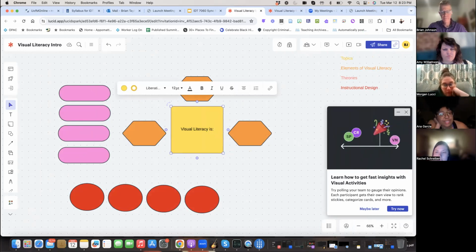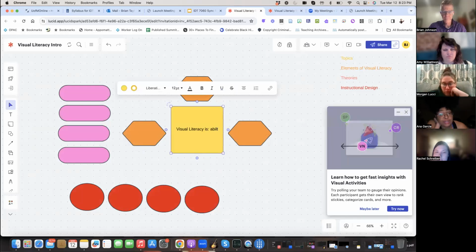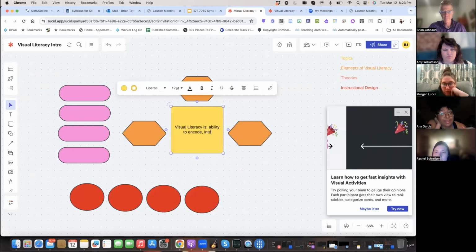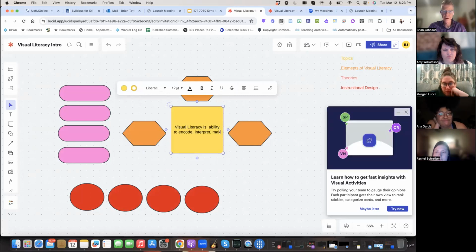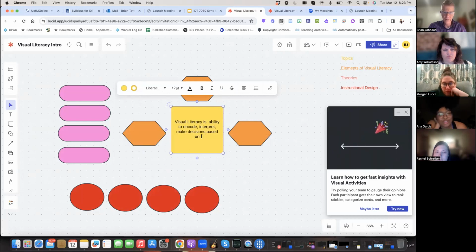Part of it is the ability to encode, interpret, and base an action or decision off of a symbol or a sign. Okay. So based on a visual? Yes, based on a visual. Okay. All right. So it sounds like there's kind of three aspects to this.